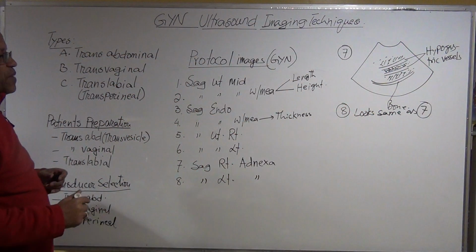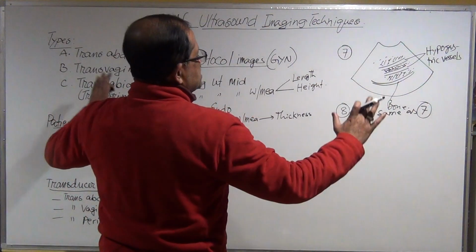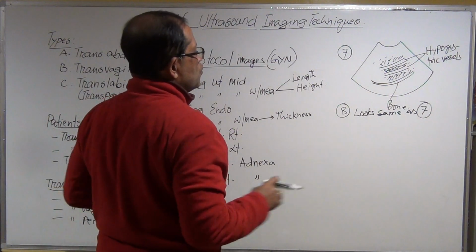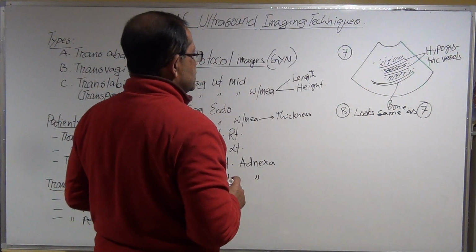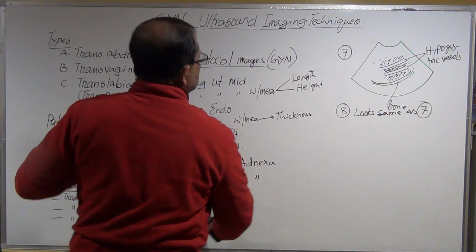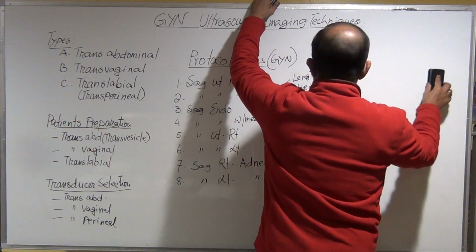It looks same as 7. So the sagittal views of the uterus are over. Okay? So now I will show you the transverse view of the uterus.